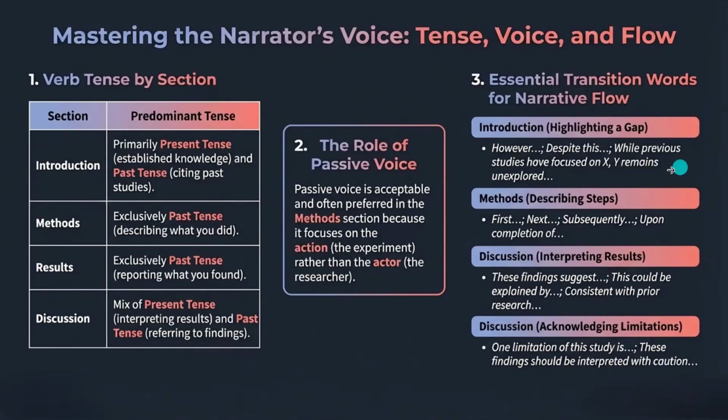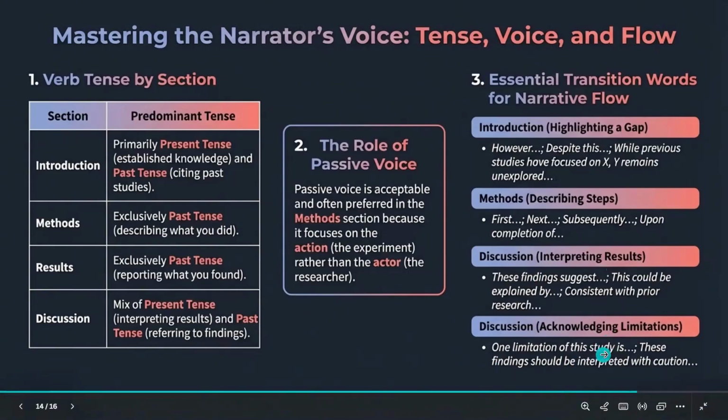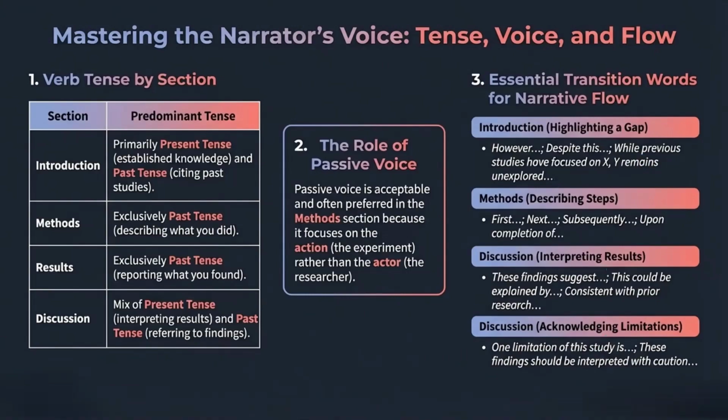Now, while interpreting the results in the discussion, you can use words like these findings suggest, this could be explained by, consistent with prior research. My study is giving these results. Like that, you can put some interpreting words, right? And also in the discussion, while acknowledging limitations, you can mention, one limitation of this study is this. These findings should be interpreted with caution. Like that, you can put so that it will be easier, or more interesting, to read your article rather than reading it in a monotonous tone, right?